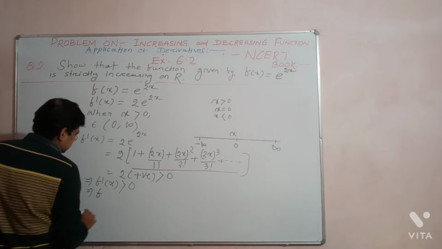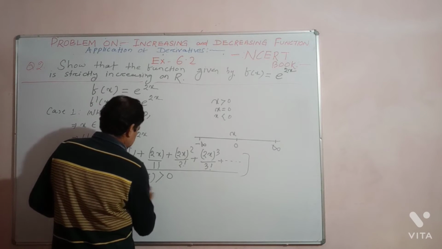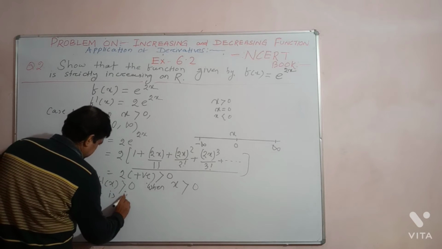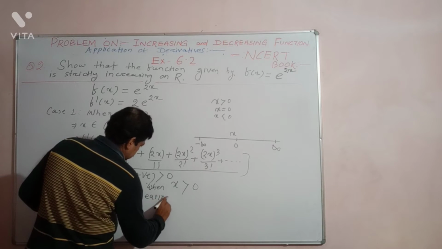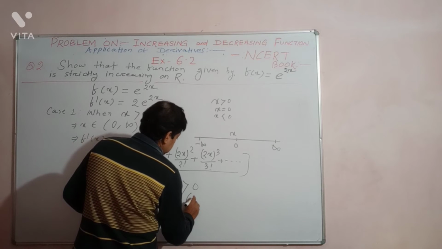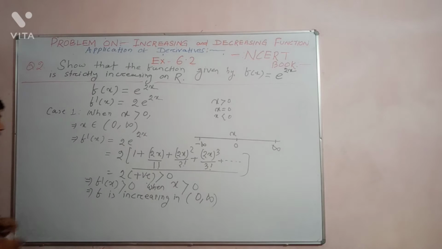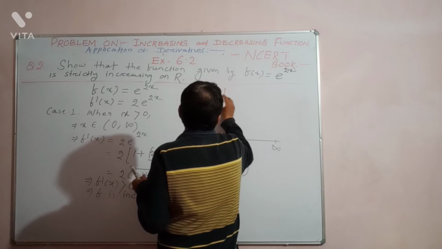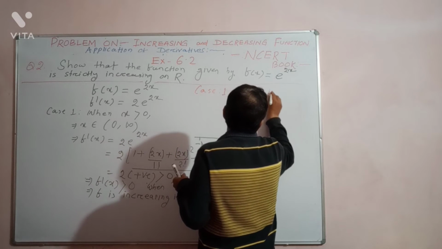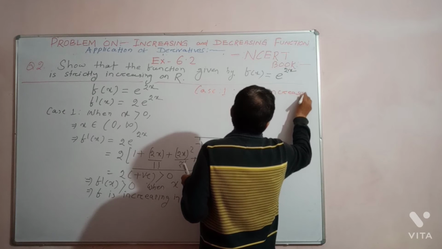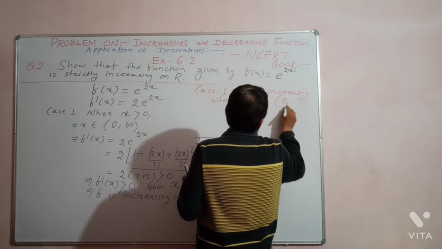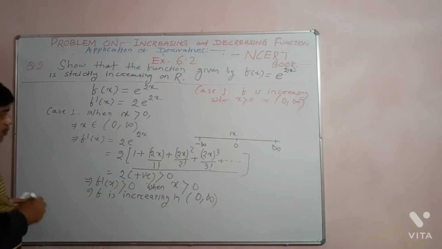That implies f is increasing in the interval when x is greater than 0. Understood? Thus f is increasing function in the interval 0 to infinity. Is it clear? So we got f is increasing function. So case 1 we got. From case 1 we got f is increasing when x is greater than 0 or in the interval 0 to infinity. Is it clear? Understand? Then another point we have to check, case 2.